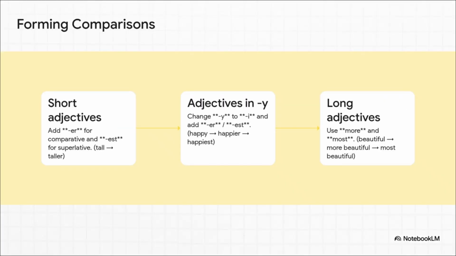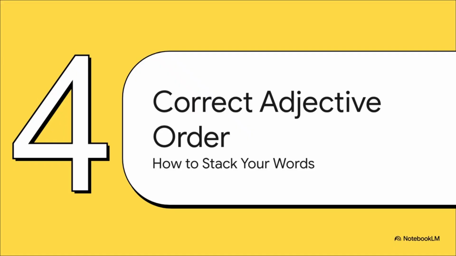So, how do you actually make these different forms? The rules are actually pretty easy to remember. For short adjectives, usually one syllable, you just add -er or -est. Big, bigger, biggest. For adjectives that end in a y, like happy, you just change that y to an i before you add -er or -est. And for longer adjectives, like beautiful, you don't add an ending. You just use more or most in front of it. See? Not so bad.